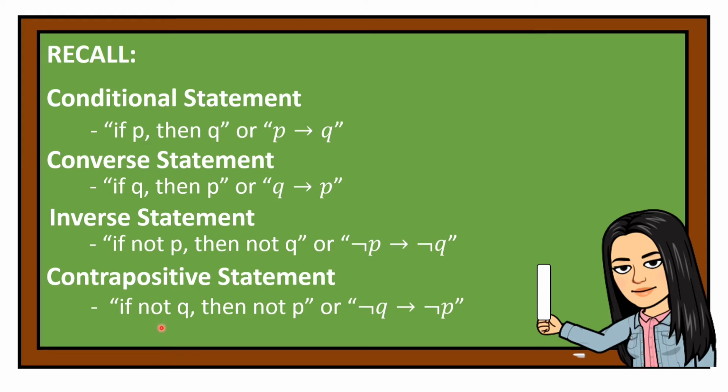So, as you can see, in the positioning of Q and P, Q comes first, followed by P. The only difference between converse and contrapositive is that the contrapositive is the negation of the converse statement.